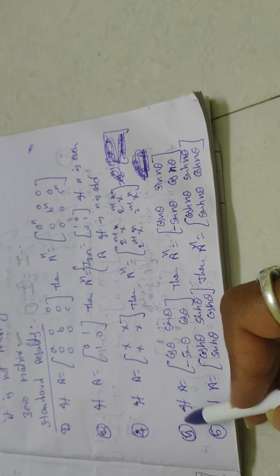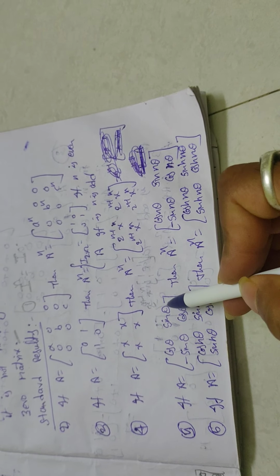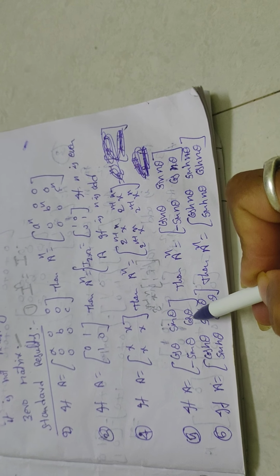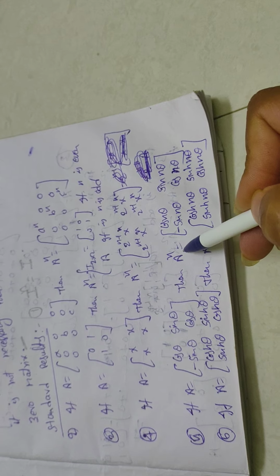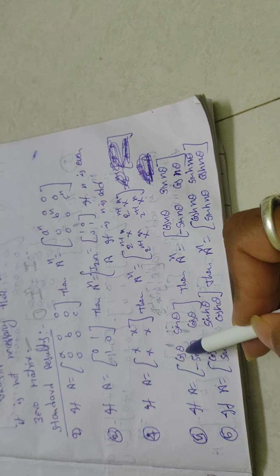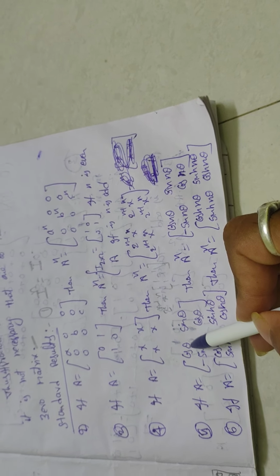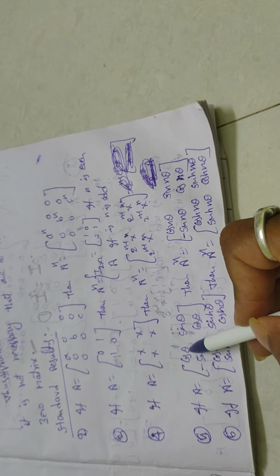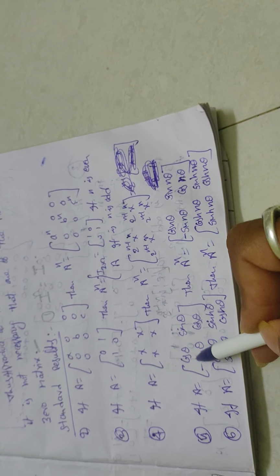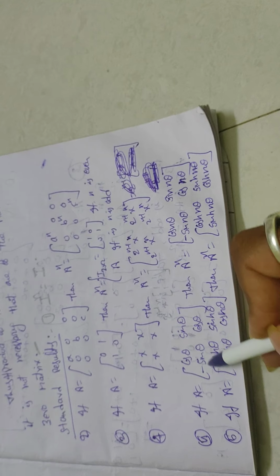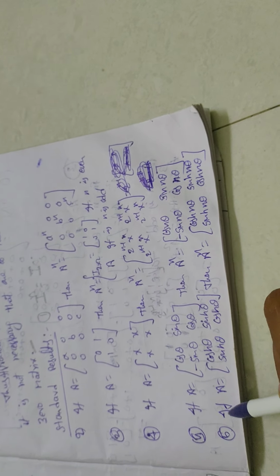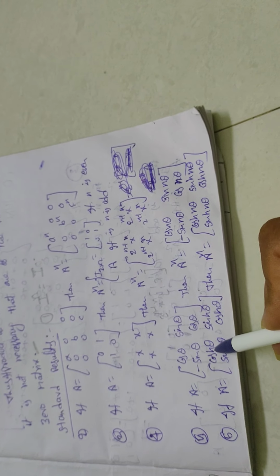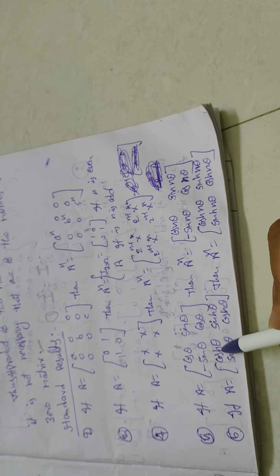Okay. So if A is equal to [cos theta, sin theta; minus sin theta, cos theta], cos theta, sin theta, minus sin theta, cos theta, then A power n is just that n comes to the angle. Here in cos theta, theta is the angle, no? So A power n becomes [cos n theta, sin n theta; minus sin n theta, cos n theta]. Very clear.